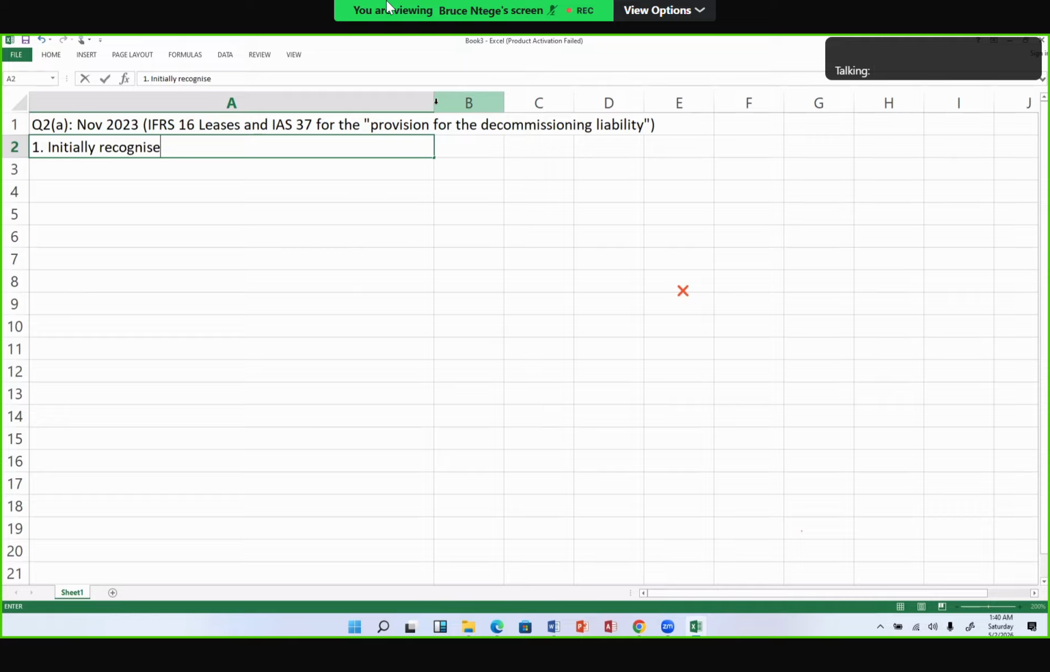The question will be, at what measure? At what initial measure? That's what I want to calculate. I need a small working below to get that initial measure. So I'll call it working 1, the initial measure, which will be the present value of the future lease payments.